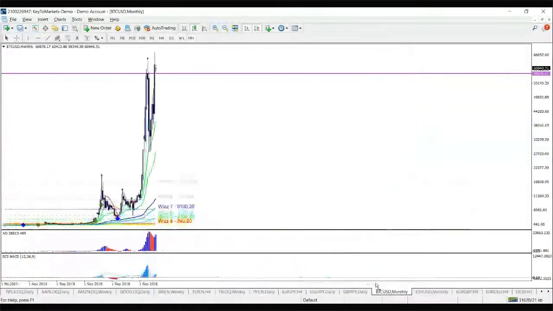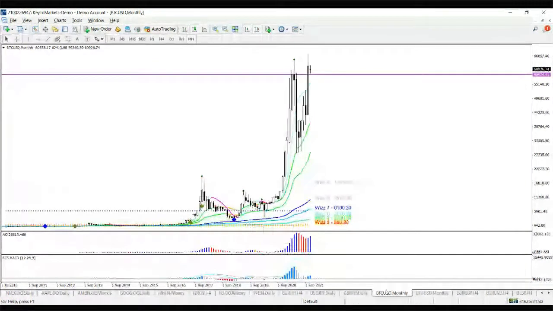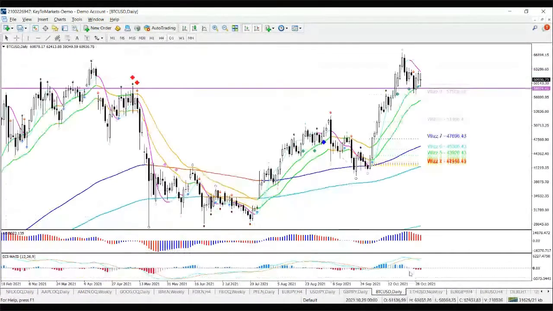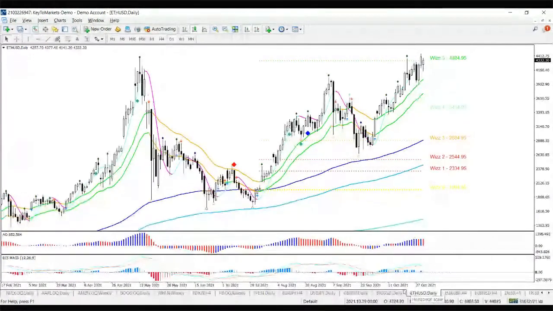But both are looking pretty strong here. So full uptrend, still continuation in my view, still follow through to the upside here on both of these pairs. On the daily chart, we're seeing pretty hefty steam, pretty good continuation on the Ethereum.